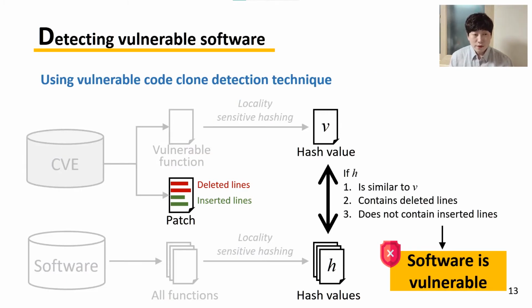After that, V0Finder measures the similarity score between the hash of the vulnerable function and the hash of functions in the software. If a function is similar to the vulnerable function, and if it contains all the deleted patch lines while not containing any inserted patch lines, V0Finder determines that the function is a vulnerable clone. If a vulnerable clone is detected, the software program is considered vulnerable. All the detected vulnerable software become the nodes of the graph.